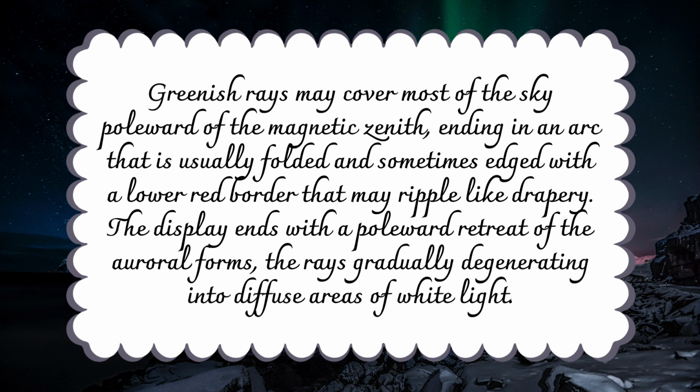Greenish rays may cover most of the sky poleward of the magnetic zenith, ending in an arc that is usually folded and sometimes edged with a lower red border that may ripple like drapery. The display ends with a poleward retreat of the auroral forms, the rays gradually degenerating into diffuse areas of white light.